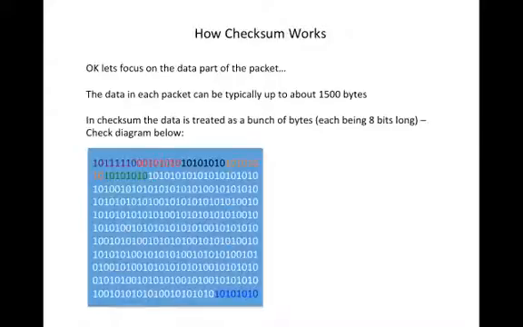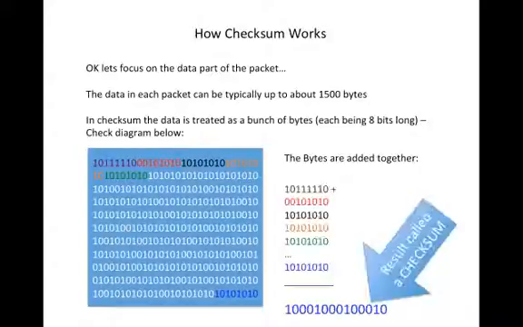If we take a look at the diagram below, you can see that our data has been broken up into a whole bunch of bytes, each being 8 bits in length. The bytes are added together, so we have a sum like this, where I'm adding the bytes together from the first byte right through to the last byte. The result is called a checksum.